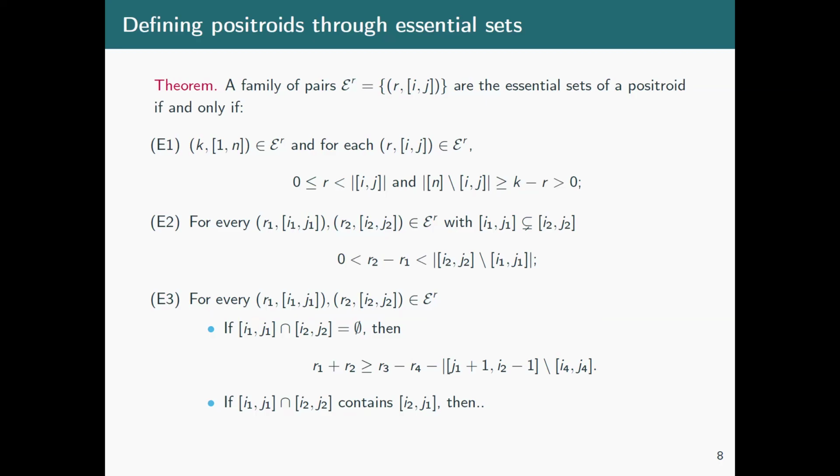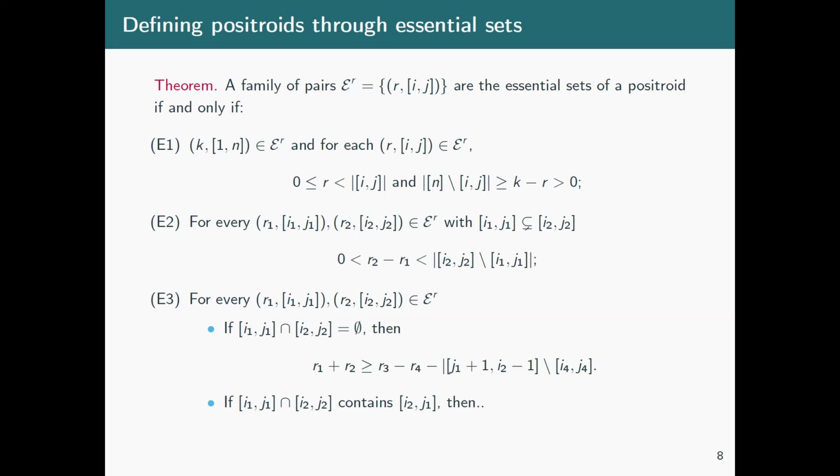We have a family of pairs of cyclic intervals with a rank. It's the essential set of a positroid if, first of all, we want the rank to be between 0 and the cardinality. We have a strict inequality because now we want our sets to be dependent, so the rank will be strictly smaller than the cardinality. Then we have some monotonicity conditions. If we have two essential sets contained in each other, then we want the difference of the ranks to be positive. And then we also have a submodularity condition. Now I can only express these conditions in terms of essential sets, so this becomes a bit less nice than just this one line.